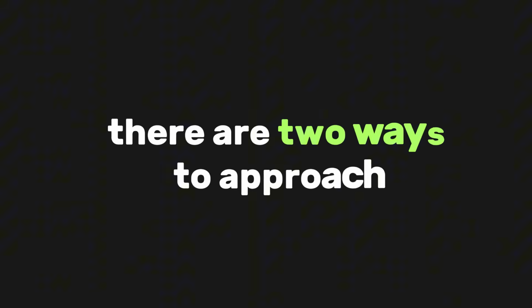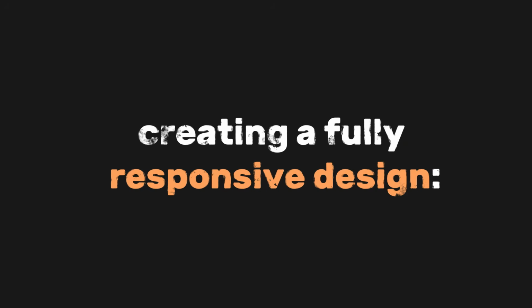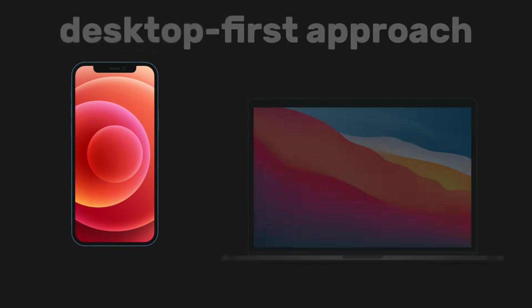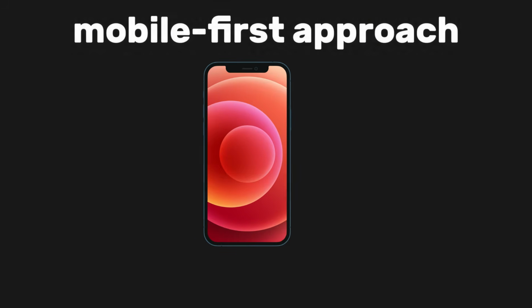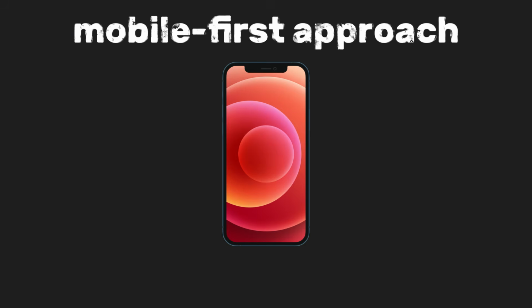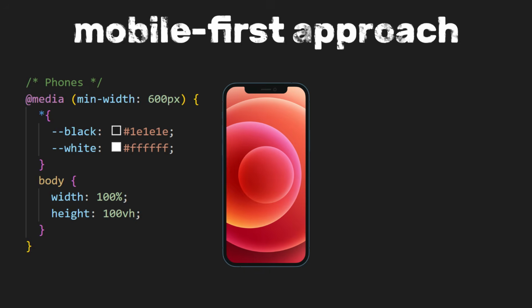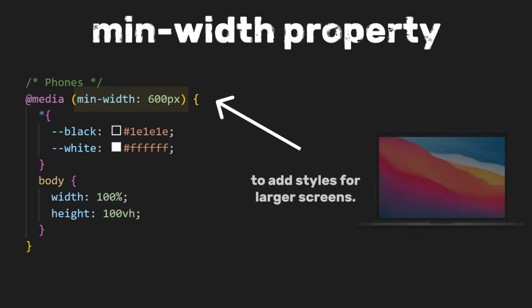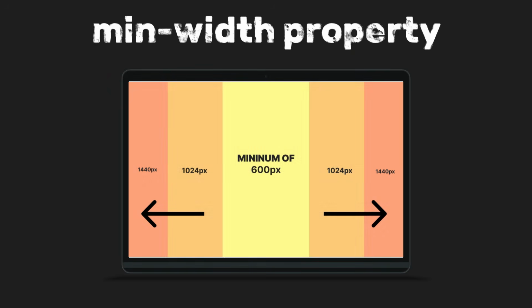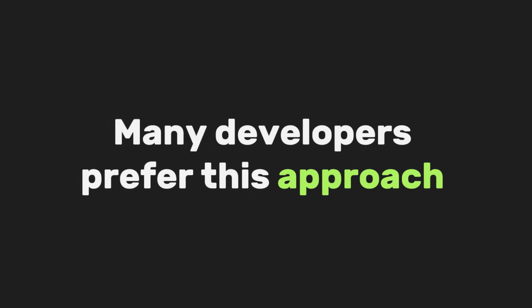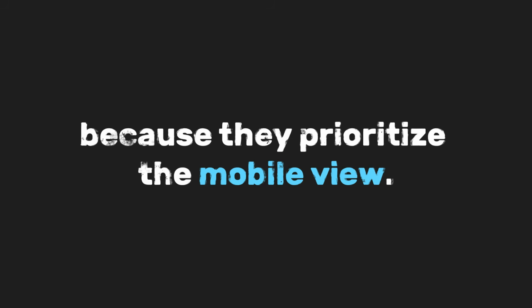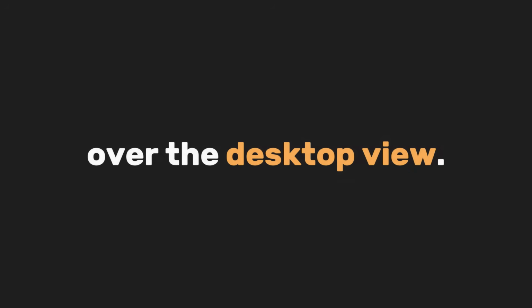So, there are two ways to approach creating a fully responsive design: the mobile-first approach and the desktop-first approach. The mobile-first approach involves you starting with default styles for the smallest screens, and then using min-width media queries to add styles for larger screens. The min-width property is similar to the max-width property, but works in the opposite way. Many developers prefer this approach because they prioritize the mobile view over the desktop view.